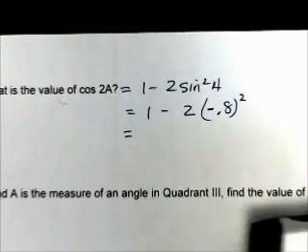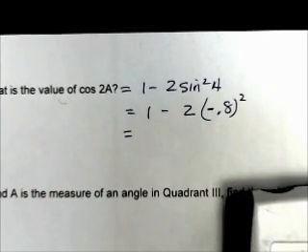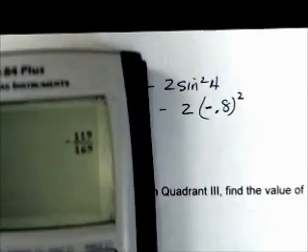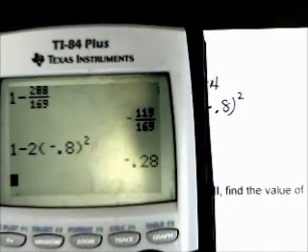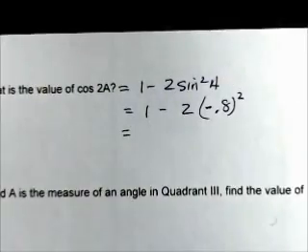All right, I'll break out the calculator for this. 1 minus 2 times negative 0.8 squared. Negative 0.28.